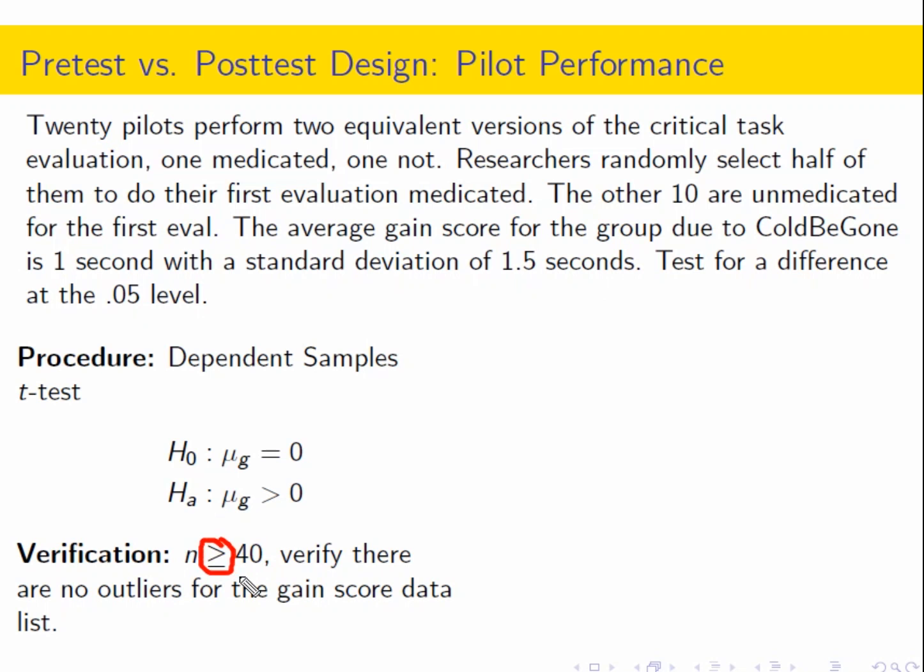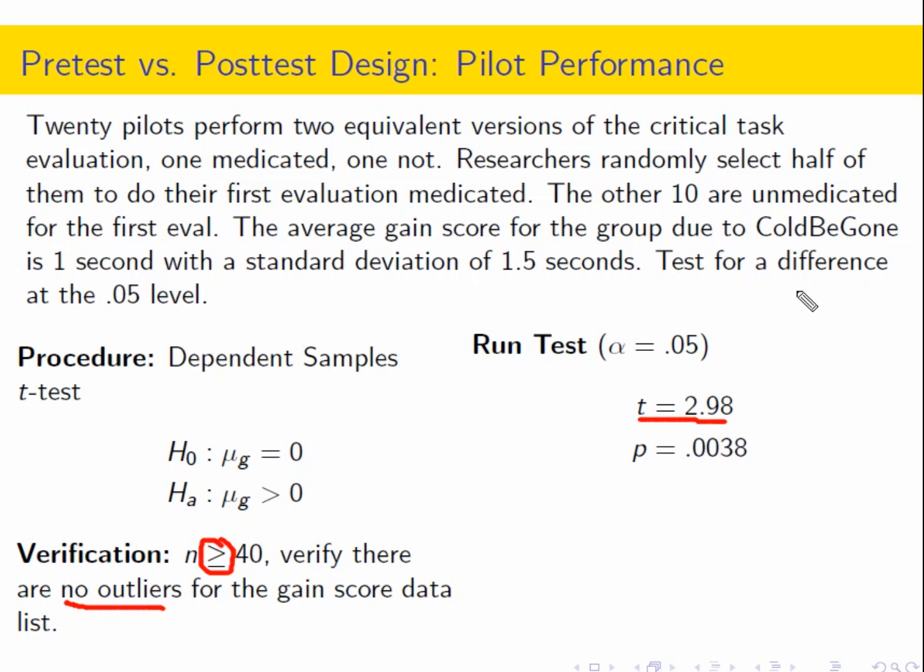Since n is less than 40, we only have 20, but we do have more than 15. We don't have to do a histogram, but we do have to check that there are no outliers in the gain score data list. I don't have the data, so we're going to assume that we had access to this data and we did a box plot. And the box plot is showing no outliers for these 20 gain scores. Well, if that was true, then we can run this as a one sample t-test, and it's important to note that this is a one sample t-test on the gain scores.